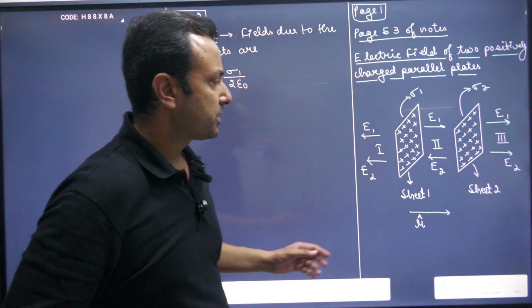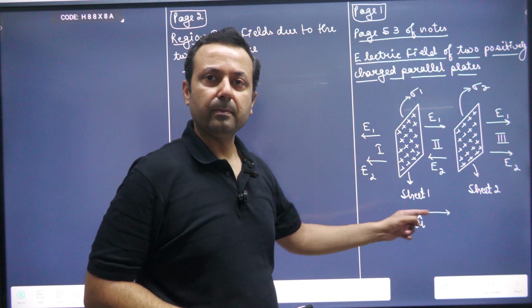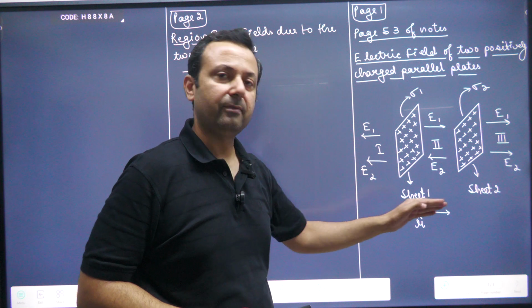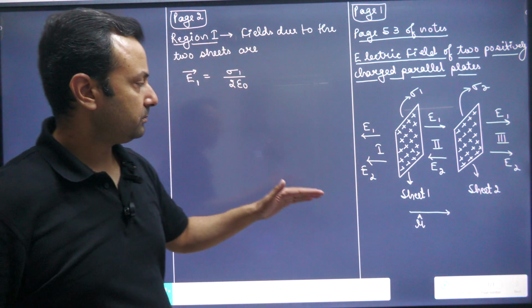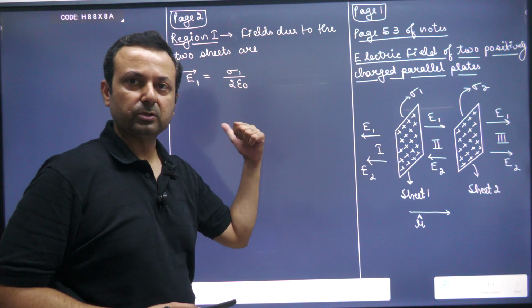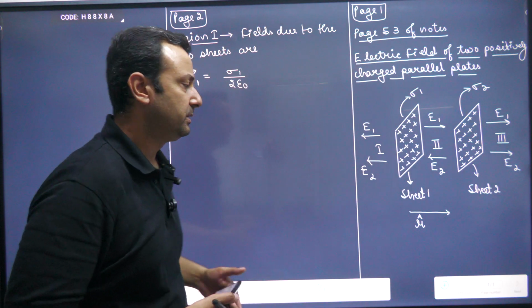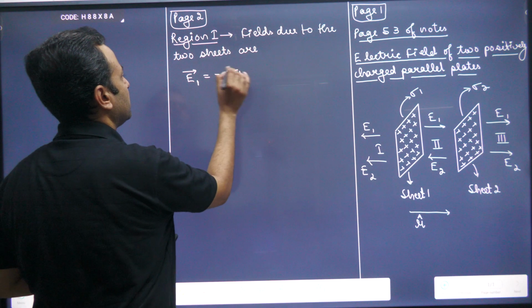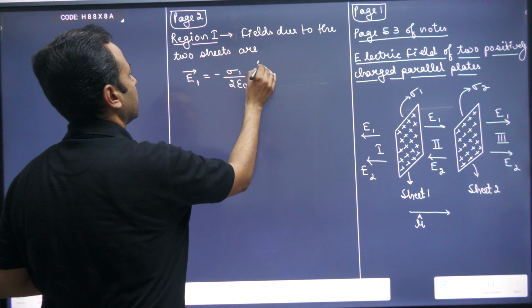But what will be the direction? As we have considered that r cap is a unit vector from left to right, E1 is having a direction right to left. So we will put a negative sign here: minus sigma 1 upon 2 epsilon naught r cap.